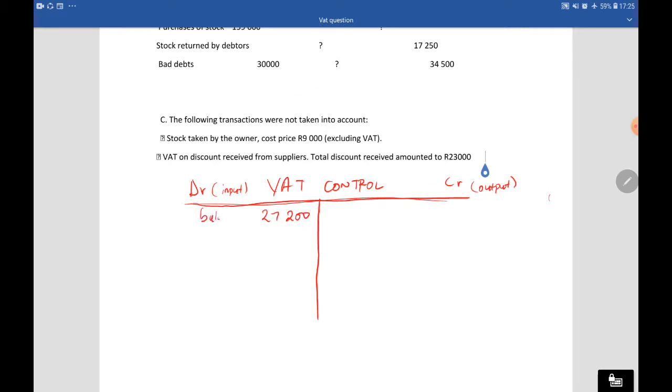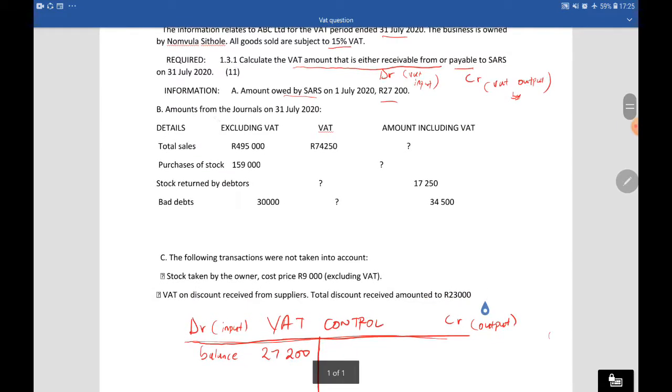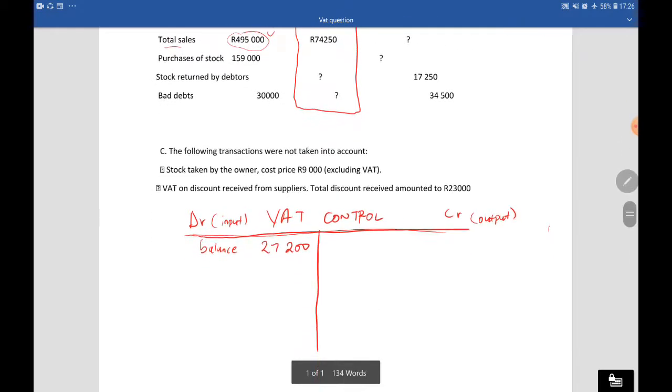It's the balance. Right, amount from the journals on 31 July 2020. So we have in total sales. This is the sales figure, but remember, guys, we are just focusing on the VAT column, because this sales figure is recorded in the income statement. So you just want the VAT. Sales are customers who bought from us, therefore they paid VAT to us, which we are supposed to pay to SARS. So we owe SARS.